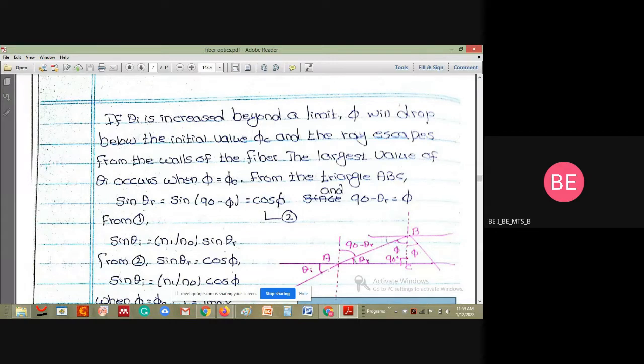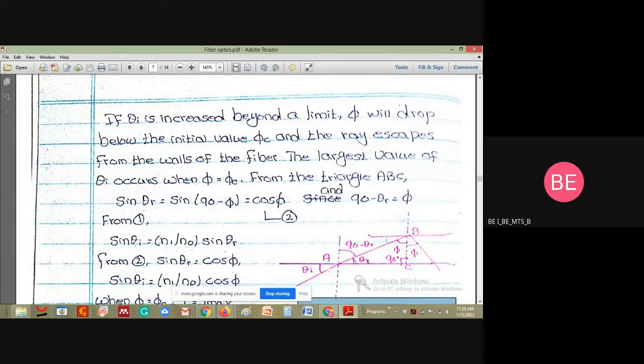If theta I is increased beyond a limit, right? I hope you remember the relation between theta I and phi. When theta I is increased, phi will decrease, right? So when theta I is increased beyond a limit, phi will drop below the initial value of phi c. We had seen the illustration also with an example yesterday. So if theta I is increased, phi will decrease, but if theta I is increased beyond a limit, phi will decrease below phi c, right?